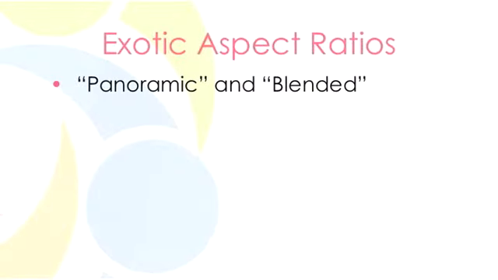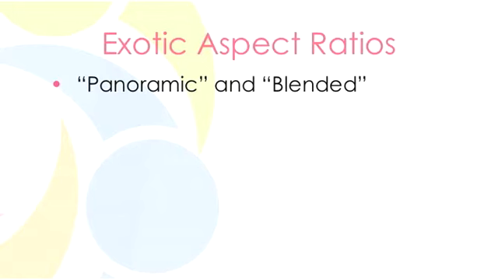Now, before I show you how to do that in PowerPoint and Keynote, I want to talk really quickly about more exotic aspect ratios that we're starting to see in the events industry. One of them is called panoramic or blended screens. If you hear this terminology, it's a generic term for things that are even wider than 16 by 9.